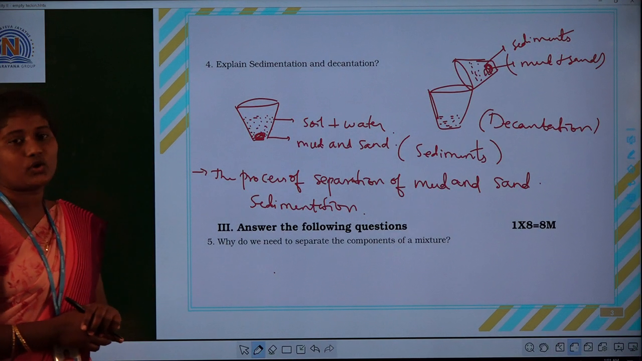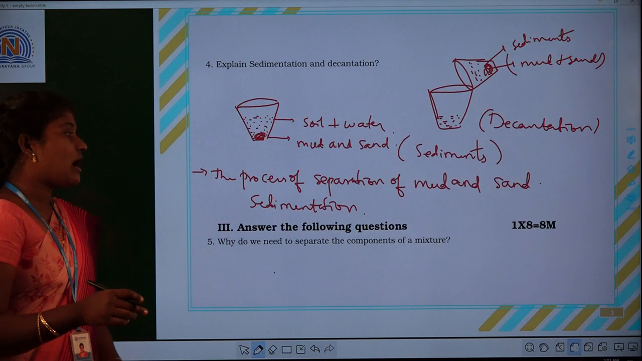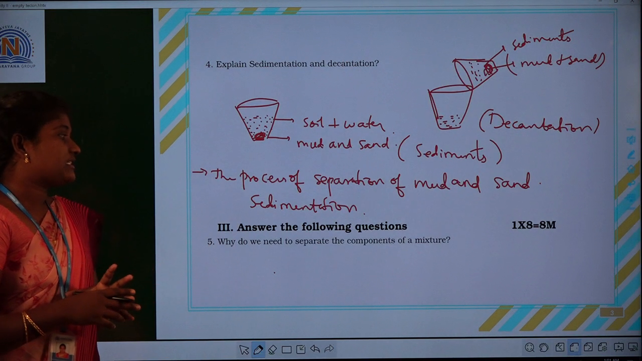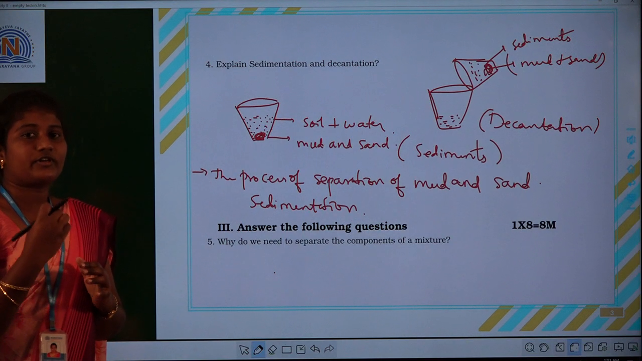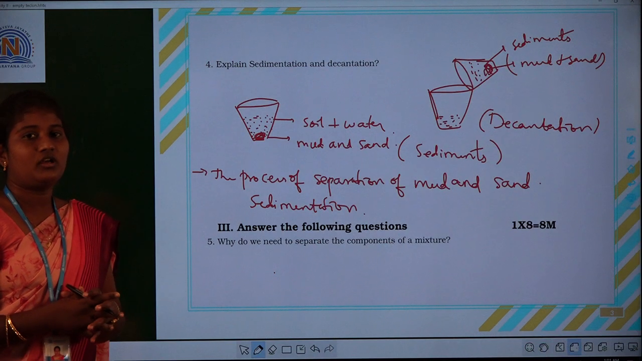Next, let us see the fifth question. Why do we need to separate the components of a mixture? The separation of the components of a mixture is used to remove the unrequired components in a mixture. So that is the reason for the separation techniques.